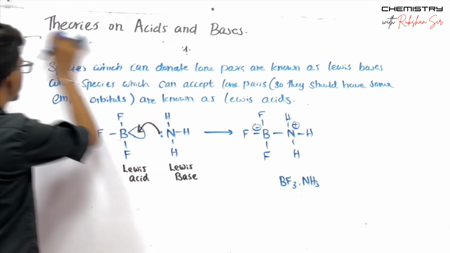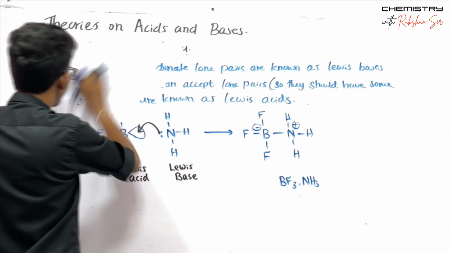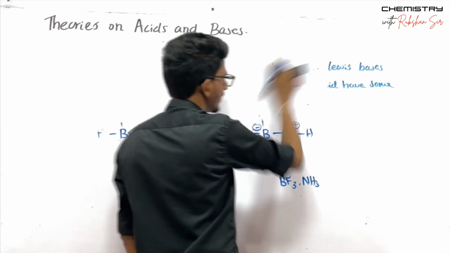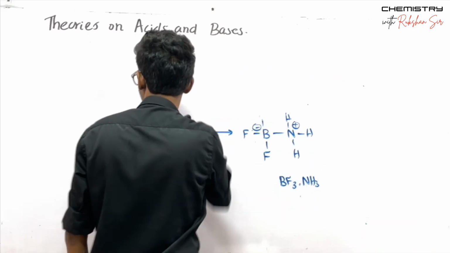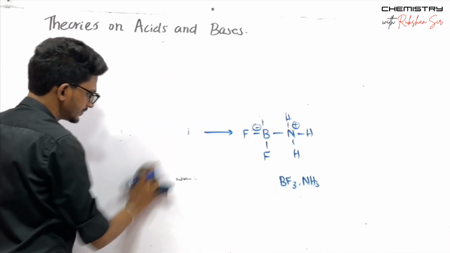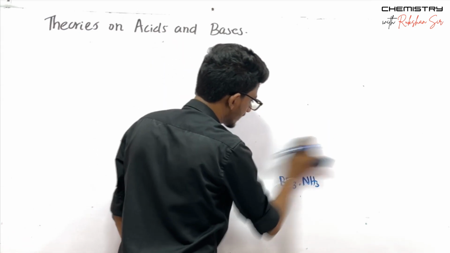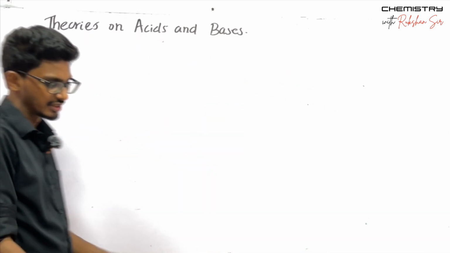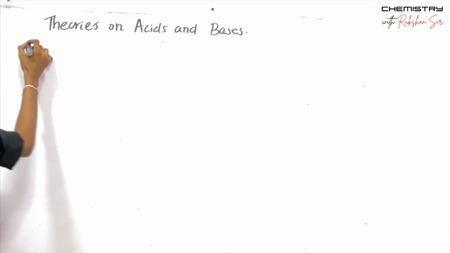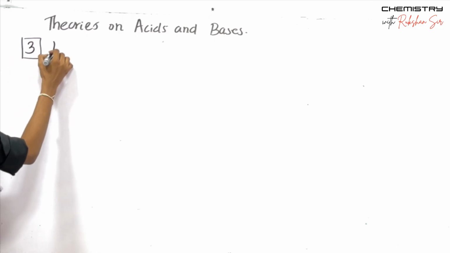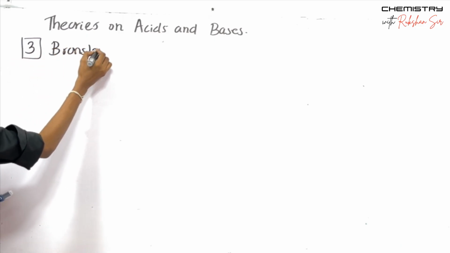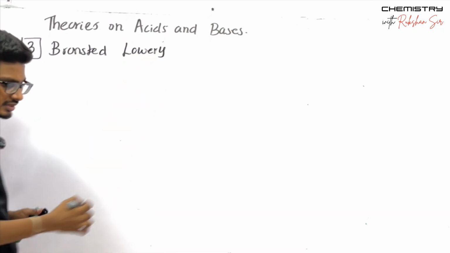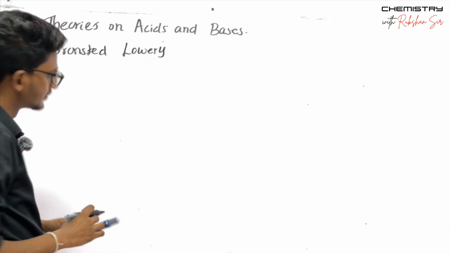So this whole acid-base chemistry lesson uses the Bronsted-Lowry theory, not the other two. Let's discuss what this means, how acids and bases are defined with the use of the Bronsted-Lowry theory. Theory number 3, Bronsted-Lowry.